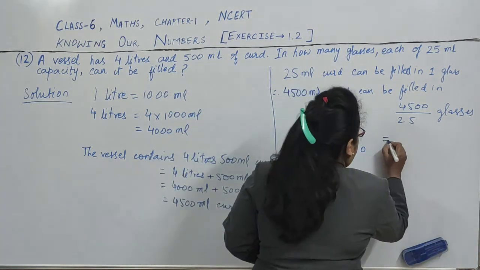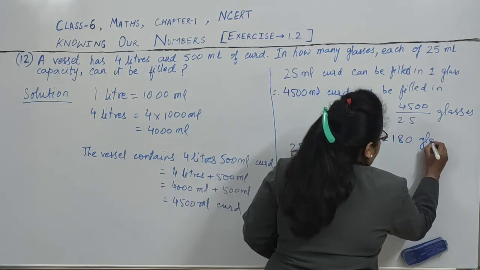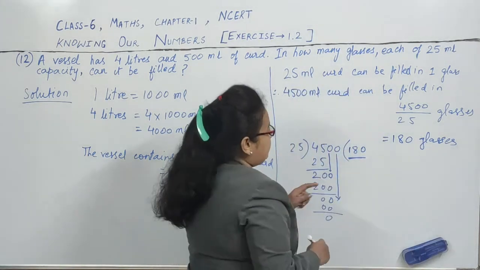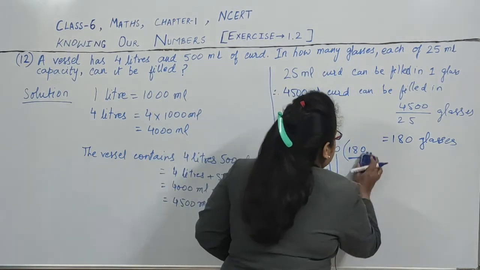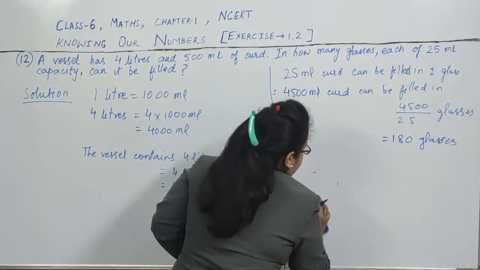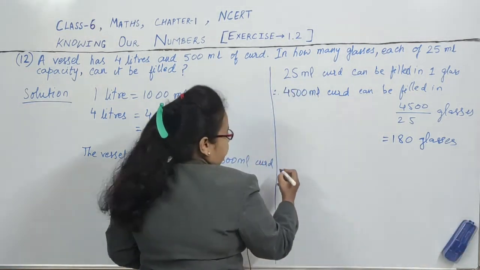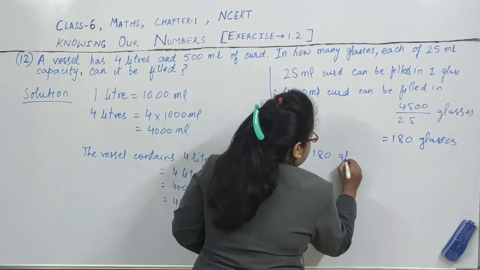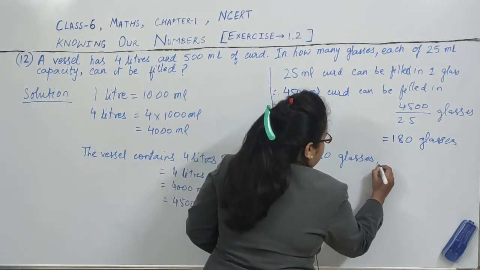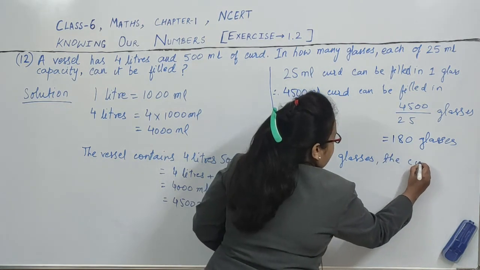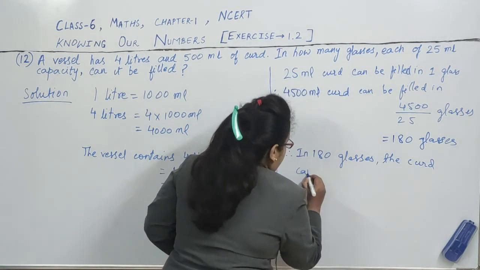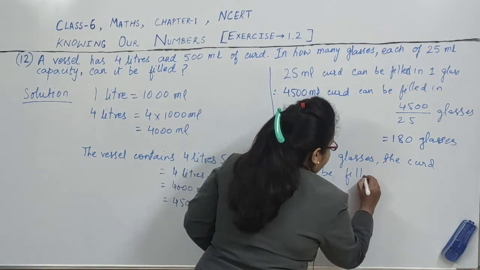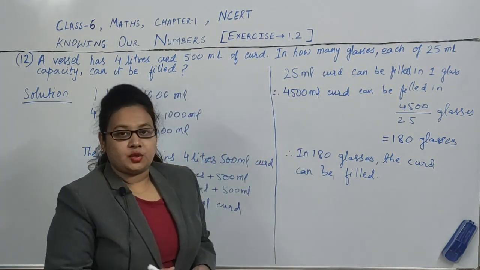It will be 180 glasses. It means the number of glasses is 180. In 180 glasses, the curd can be filled. Therefore, in 180 glasses, the curd can be filled. So understood this?